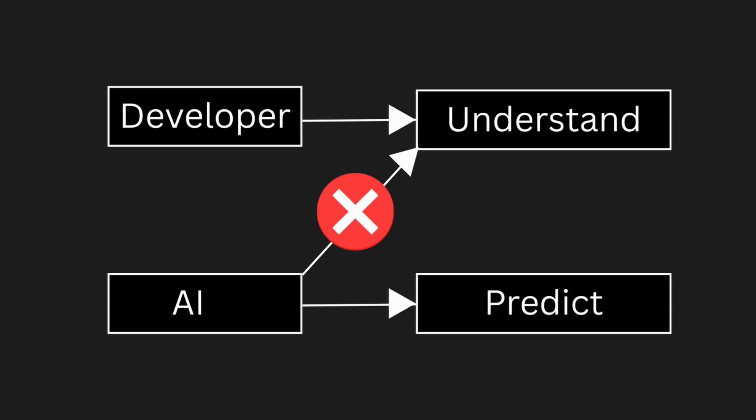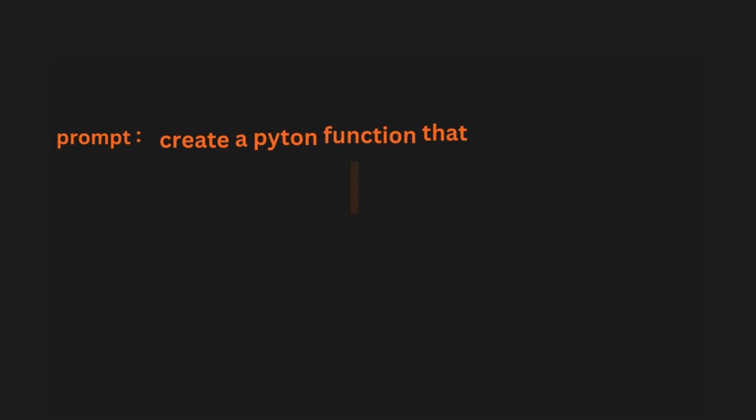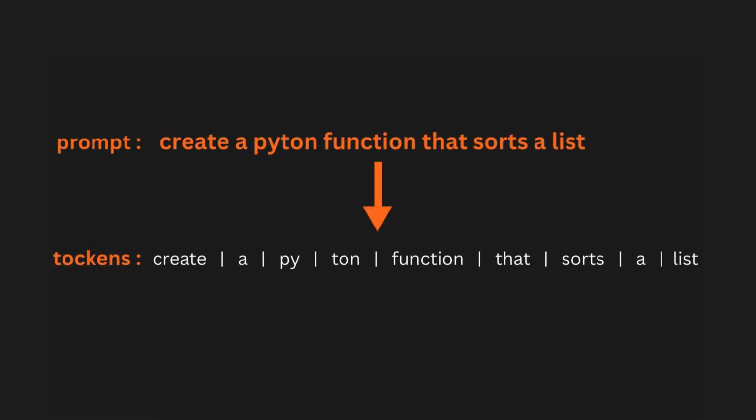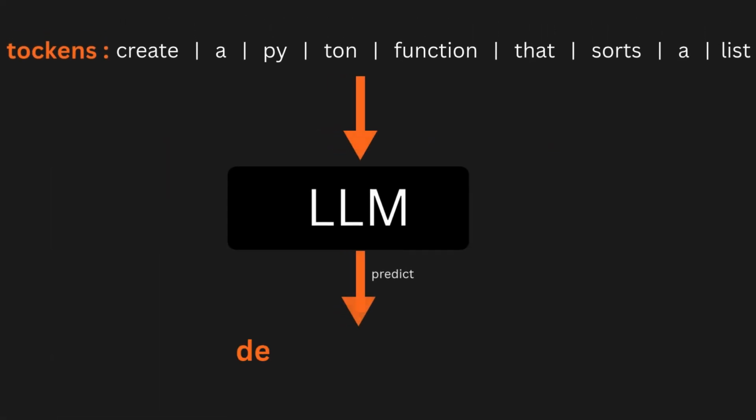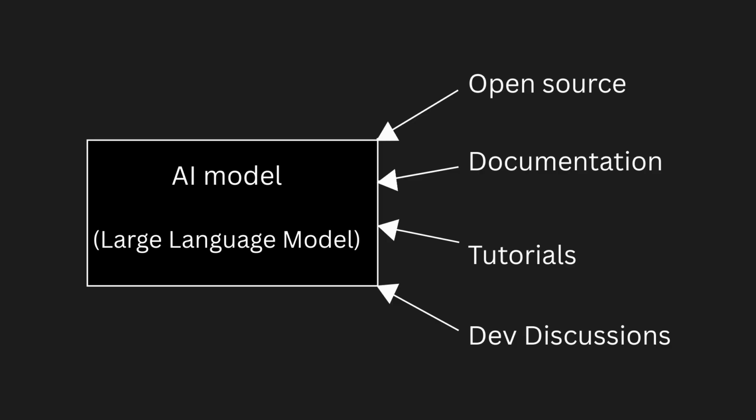Instead, it predicts the most likely next token based on patterns it learned during training. When you type a prompt like, create a Python function that sorts a list, the model breaks the text into tokens and predicts the next one, then the next, gradually building the entire function. This happens extremely fast, sometimes generating dozens of tokens every second. In simple terms, AI code generation is a powerful prediction system trained on enormous programming datasets.